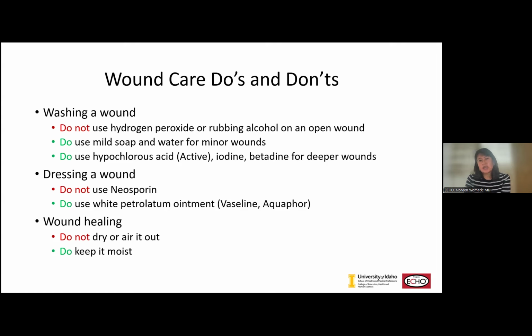There is a relatively expensive agent called Active. That's the brand name. It's hypochlorous acid that you can buy, but honestly, mild soap and water is probably the best. And you can keep iodine and Betadine for deeper wounds in your offices, but I find that they expire and they're kind of expensive. So yeah, just no more hydrogen peroxide to wounds.